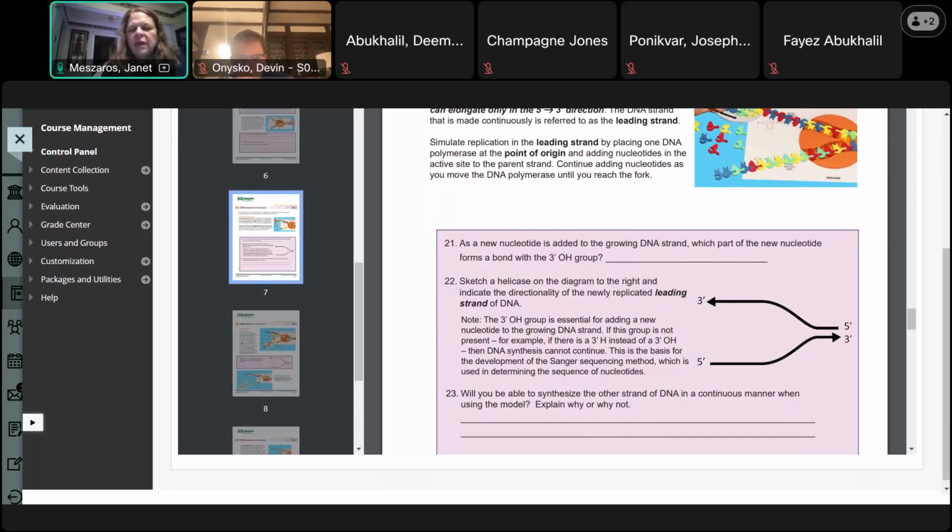So you cannot, because this one is going in the 5' to 3' direction already, and you can't just start synthesizing new DNA 5' to 3' on top of a 5' to 3'. So you'll have to go backwards in small segments.